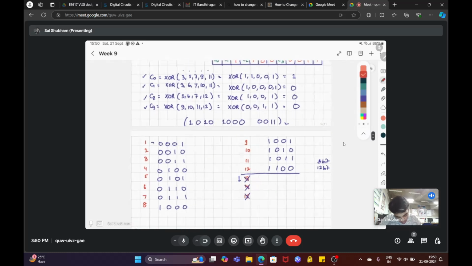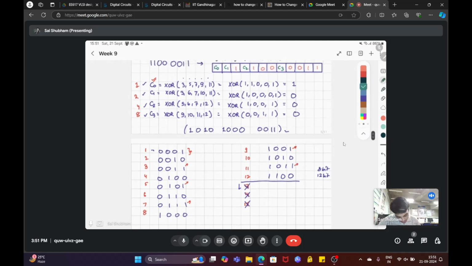So in order to get the C0 position, you have to XOR, right? Since this is C0, that is 2 power 0: 1, 2, 4, 8. So when it is 1, you have to consider the first position. Since at this position we are already filling the parity, we will consider the rest of the positions. So 3, 5, 7, 9, and 11.